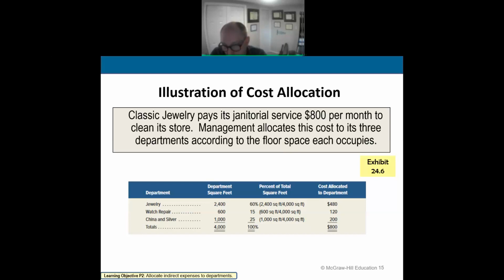Therefore, I will allocate $480 of the cleaning service to the jewelry department. How did I come up with that amount? 800 times 60% is 480. My watch repair department is 600 square feet. That's 15% of the total store. 600 divided by 4,000. I will allocate $120 of the cleaning service to the watch repair department. How is that? 15% of 800 is 120.